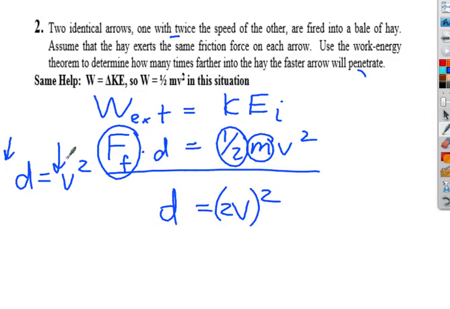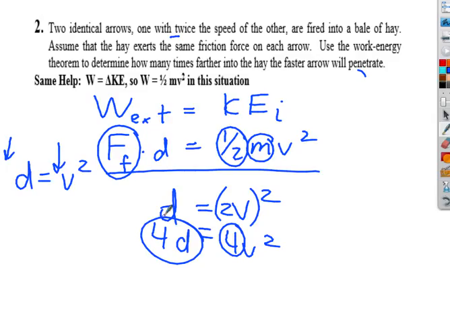So this becomes 4v squared. What coefficient did I add on the velocity side? 4. So this will be 4d. How much farther will the arrow penetrate into the hay bale? It'll penetrate 4 times as far as the first arrow. So that's one problem. Thank you.